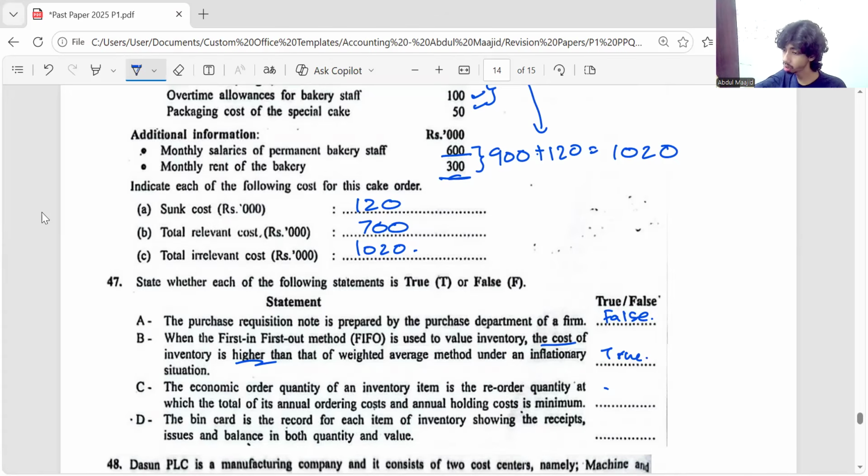That is true. D, the bin card is the record for each item of inventory, showing the receipt, issue, and balance in both quantity and value. False. In bin card, what are you doing? You're just showing how much is the number of units you got issued and how much is balance. So only in units, not in value. Okay, only in quantity, not value.